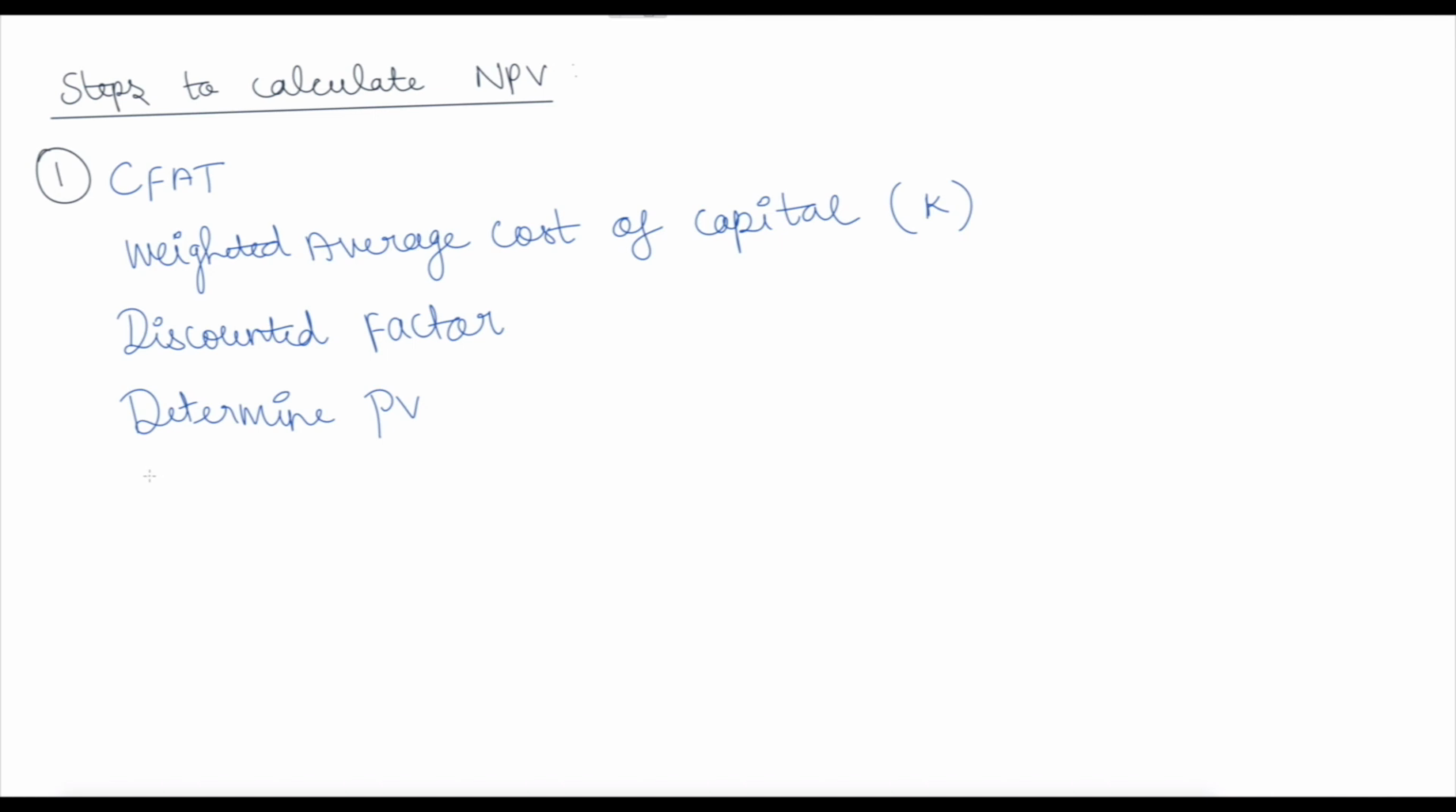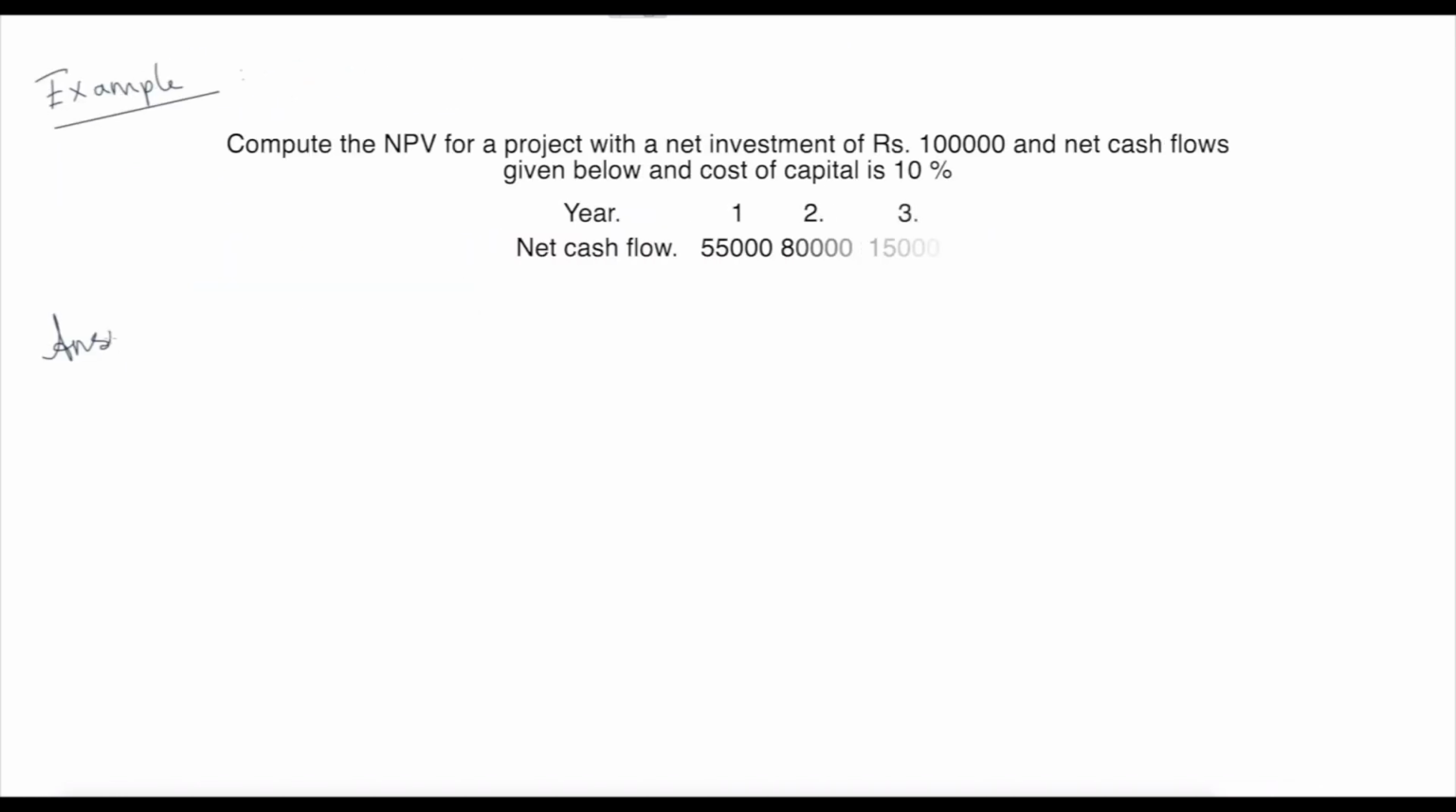Then finally I will be getting my net present value. After arriving at this present value of cash inflows, you subtract your investment value from it, and you will arrive at your net present value. So it's so simple, right? Let me explain this with a couple of examples. So let us see the first example.